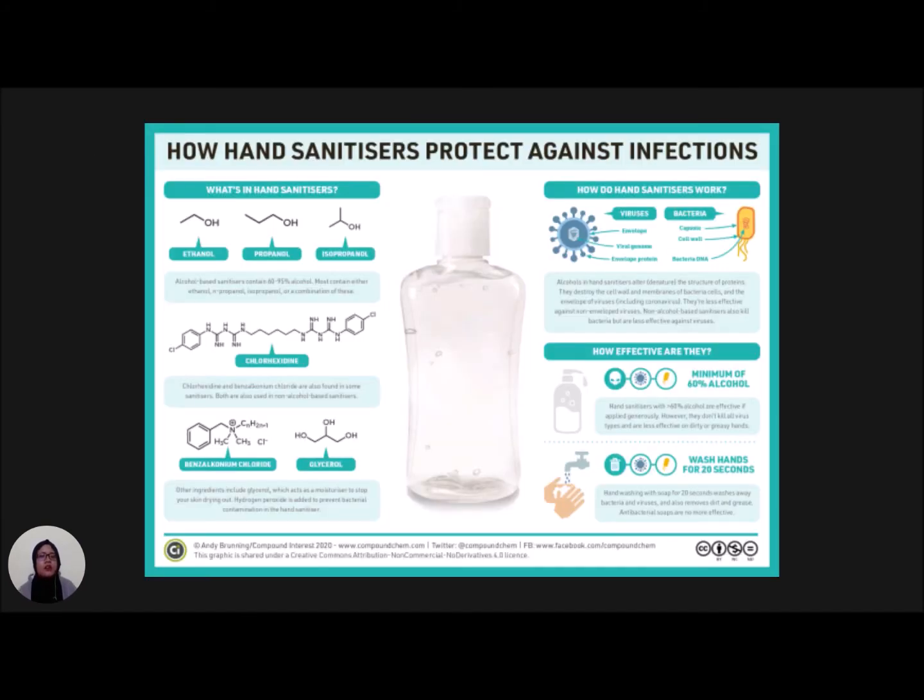So you guys can see the posters about hand sanitizer, and also the effectiveness of hand washing. So that's all. Thank you.